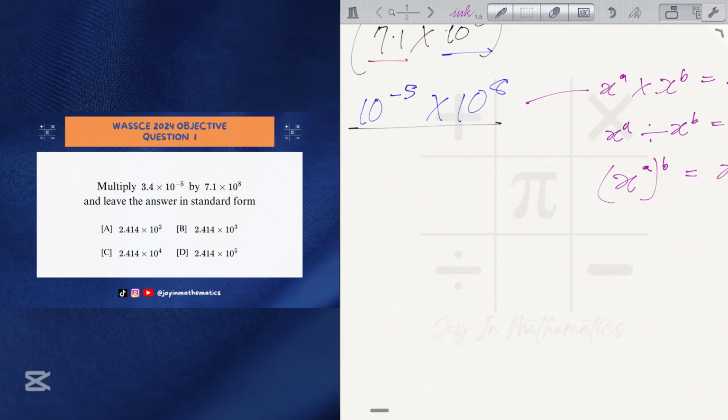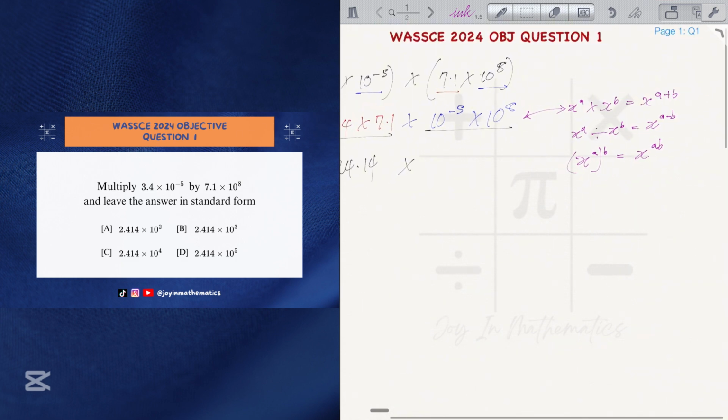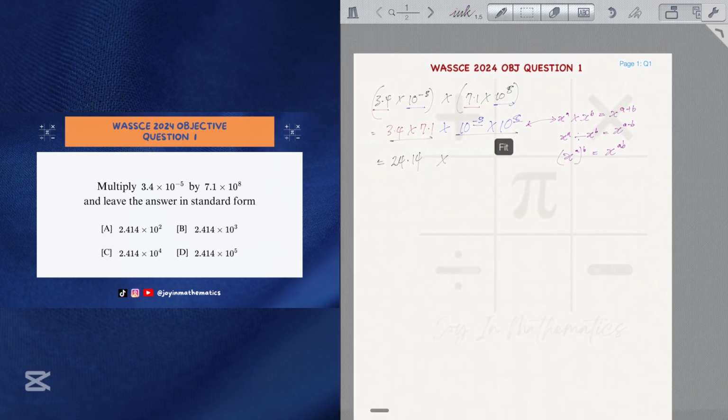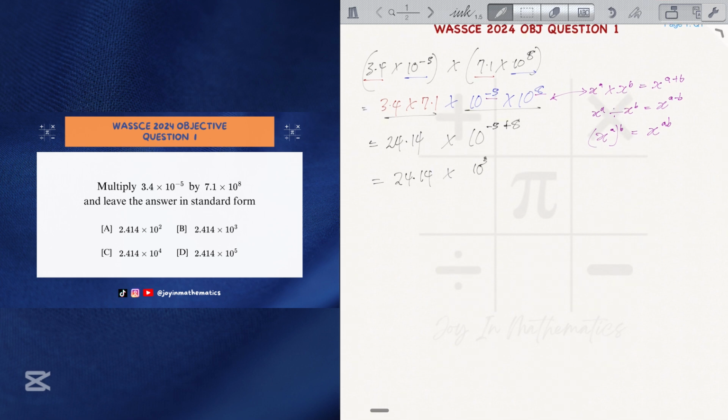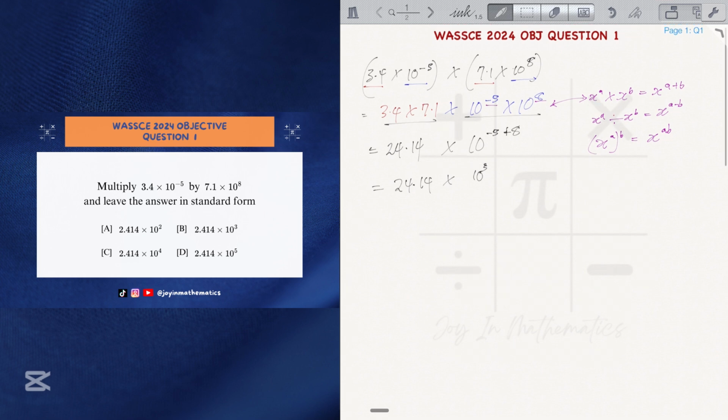So we are going to apply this law. With that, we are saying that a is equal to minus 5 and b is equal to 8. Applying that law, we will have 10 raised to the power minus 5 plus 8, because we are adding the powers together. So we have 24.14 multiplied by 10 raised to the power of 3, because minus 5 plus 8 is equal to 3.